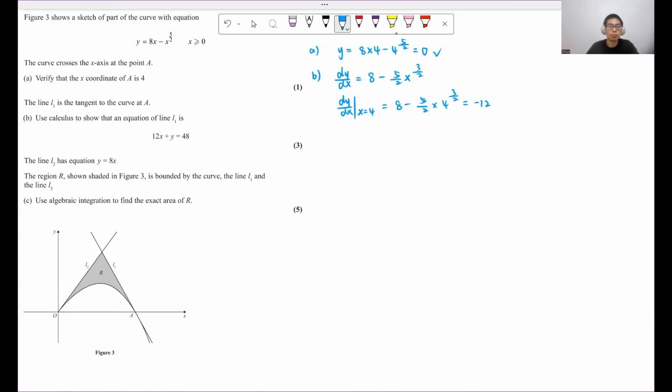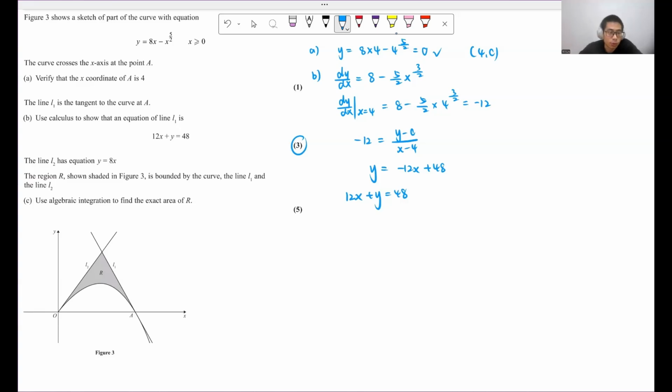So if the gradient at that point is negative 12, then the tangent line should have the same gradient at that point. So it's also negative 12. And then we have negative 12 is equal to, the coordinates of A we know is 4 and 0, so it has to be y minus 0 over x minus 4. Or you can use y equals mx plus c. That's also fine. Both work. So then y is equal to negative 12x plus 48 if we multiply the denominator for both sides. Then move 12x to the other side, and that'll be 12x plus y equal to 48, which is the same as part B.